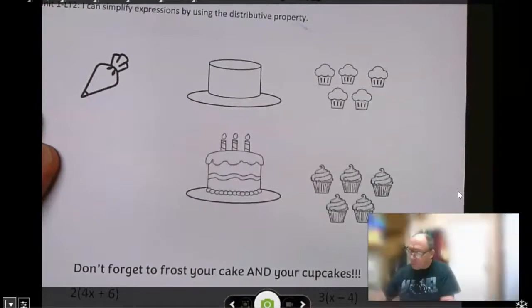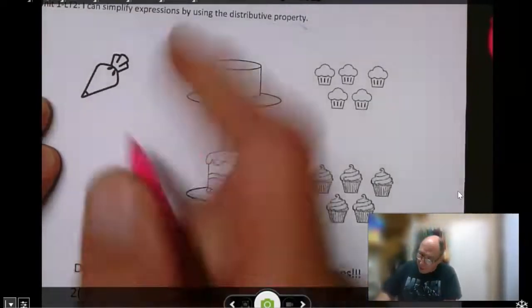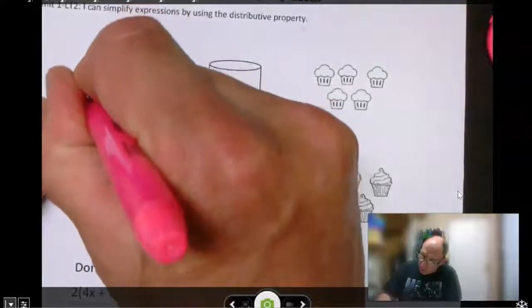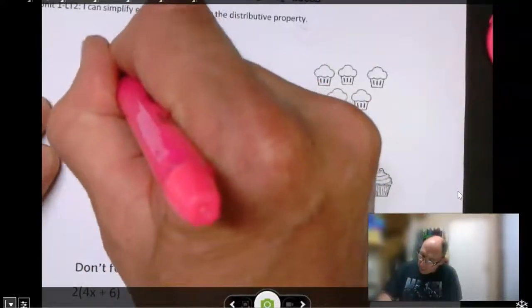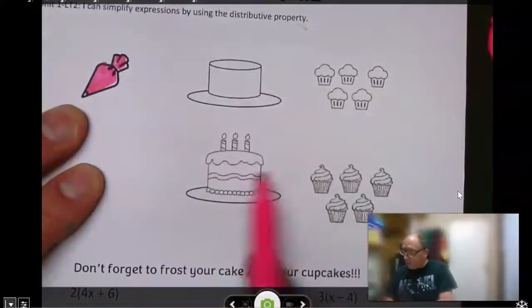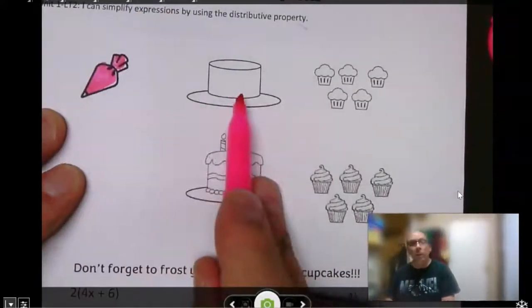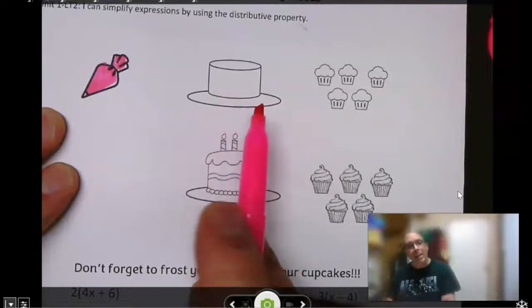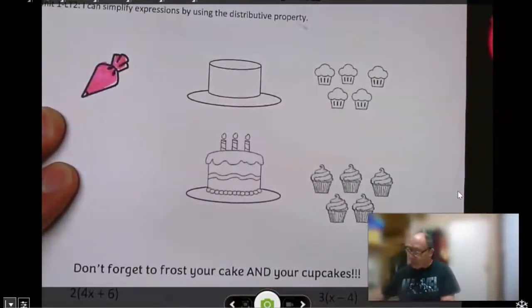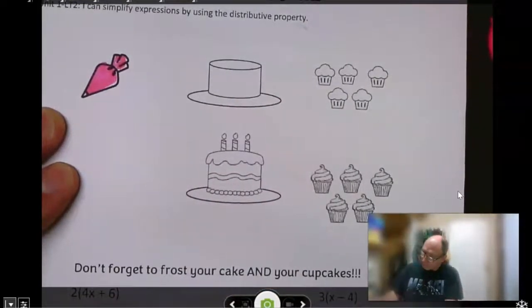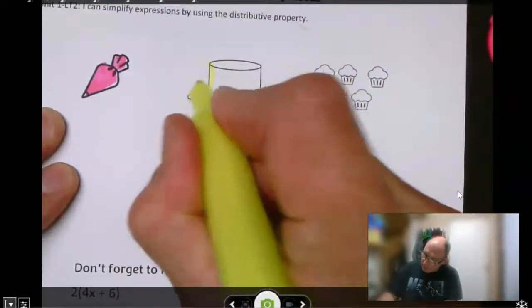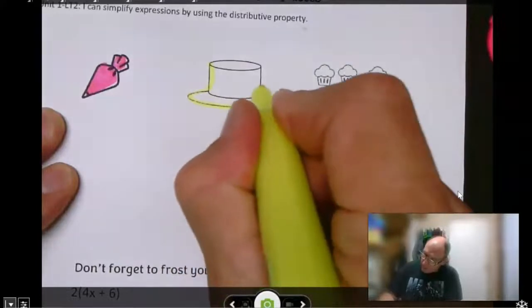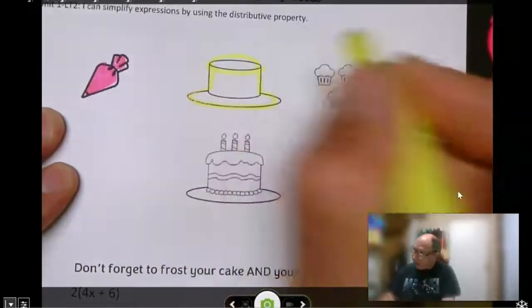So what we're going to do is we're going to do some colors. And I got a frosting bag here. So get your pink out. And we're doing pink frosting. The best. And so for frosting, what are we frosting? And I know that looks like a hat, but it's not. It's a cake. And we're going to do the cake in yellow. I'm outlining the cake in yellow. Not frosting it. Just letting you know. Okay, the cake is yellow.